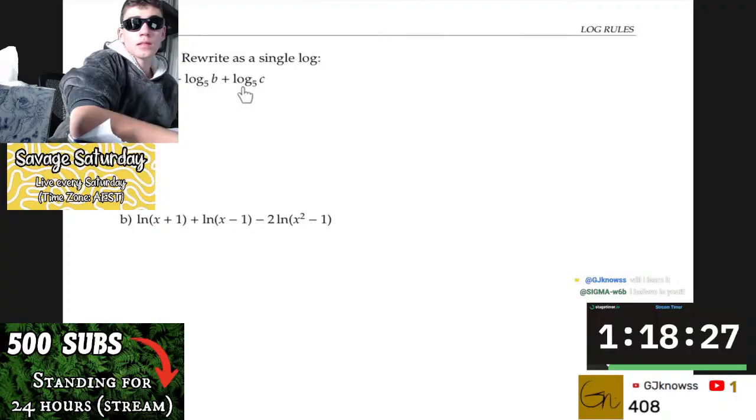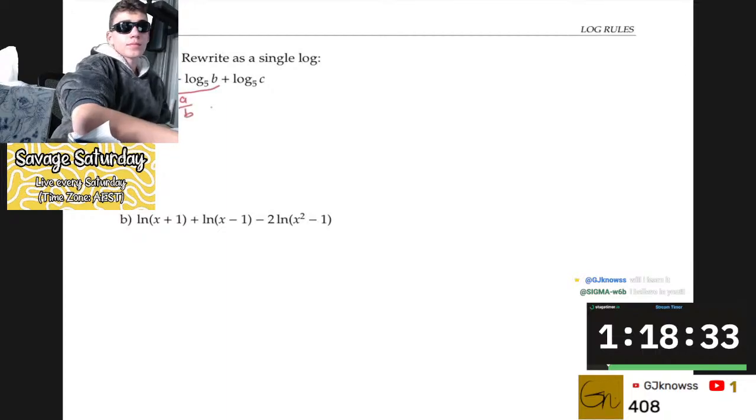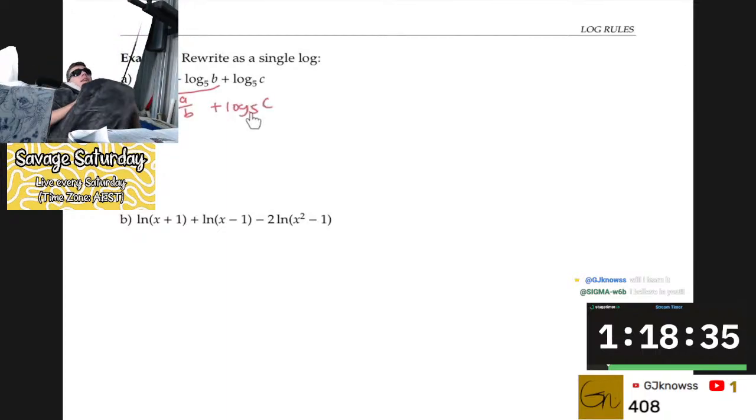Here we're given sums and differences of logs, and we want to wrap them up into a single log expression. If I look at the first two pieces, that's a difference of logs. So I know I can rewrite it as the log of a quotient. Now I have the sum of two logs, so I can rewrite that as the log of a product. I'll clean that up a little bit and rewrite it as log base 5 of a times c over b.